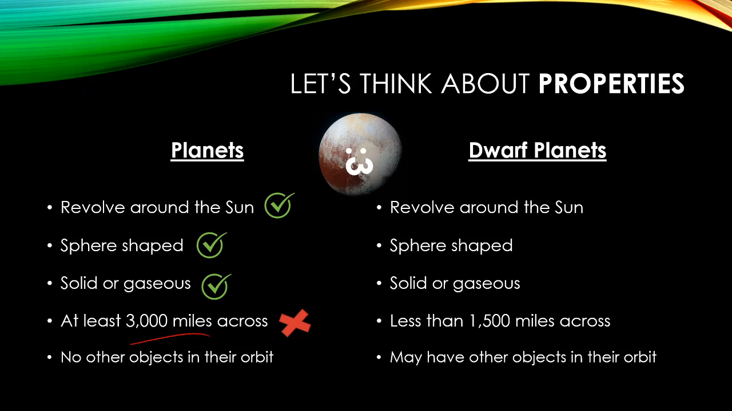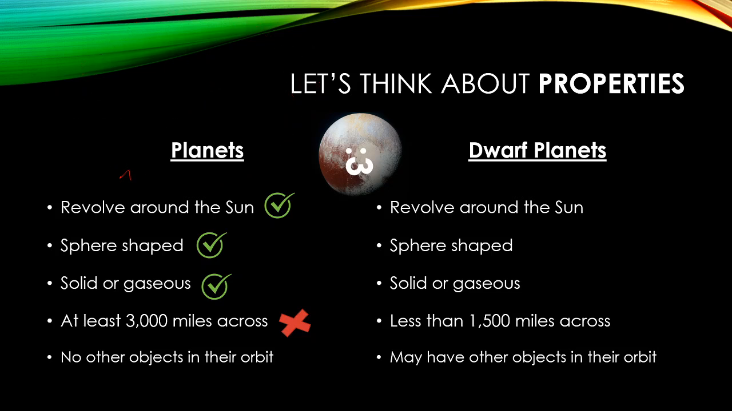And planets, they said, have no other objects in their orbit. In other words, like the almost circular path that a planet takes, if you have the sun here in the center of a solar system, the path that planets take to go around the sun, there should be no other objects in the way, other stuff sitting along that path that the planet would be crashing into. Planets should have a clear pathway to travel in their orbit all around the sun.